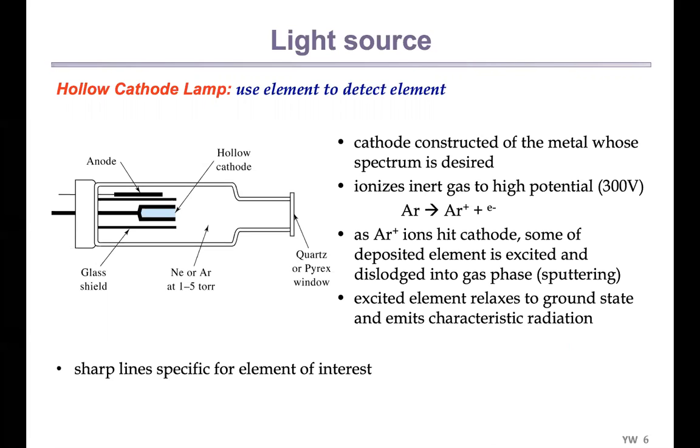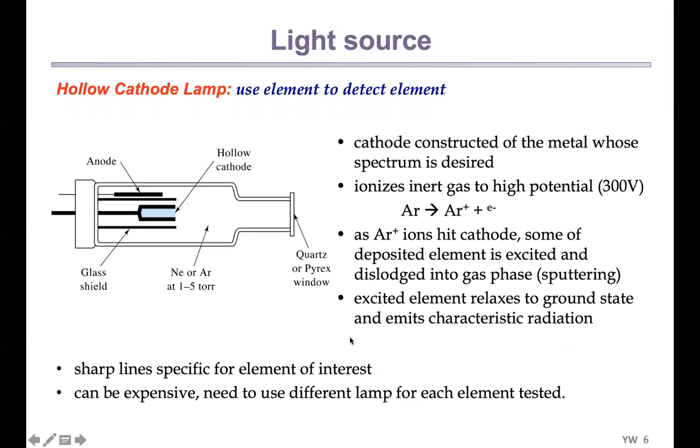But anyway, the take-home message here is the hollow cathode lamp: you use the same element to detect the element of interest because it will generate characteristic radiation, which is sharp enough specifically for the element of interest. The downside here is it can be expensive. You need to use different lamps for each element tested.